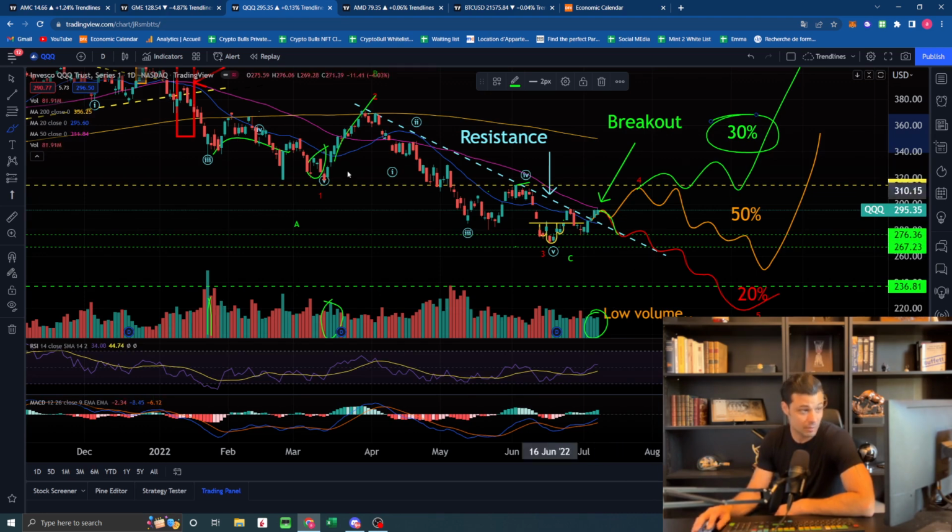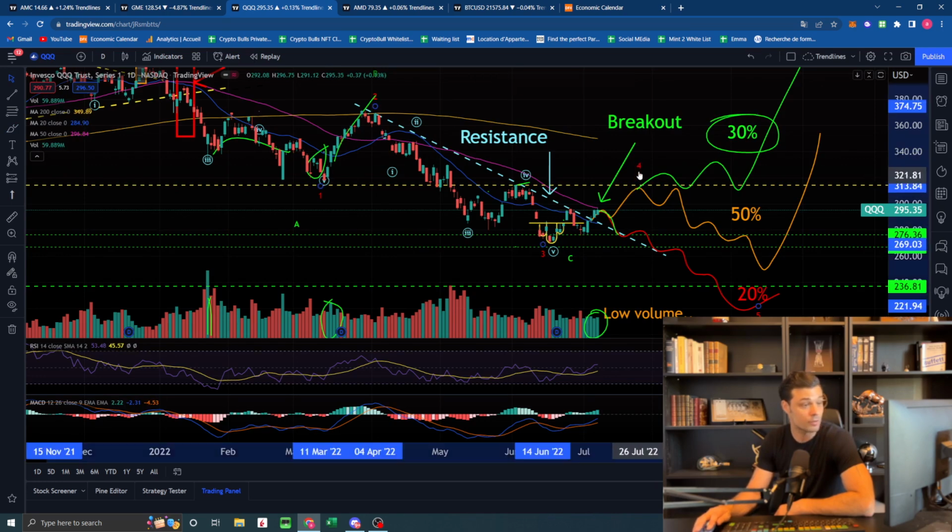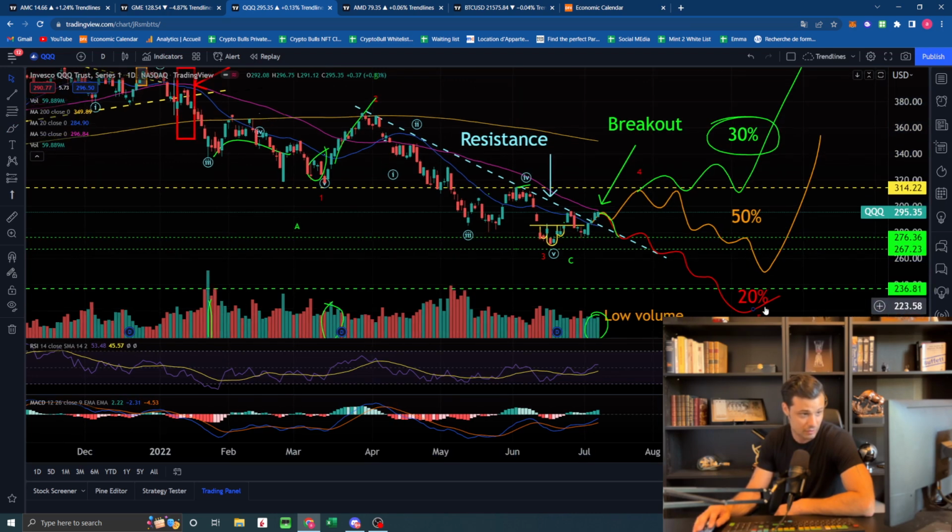And it's not impossible. Look, my scenario is here, 1, 2, 3, 4, 5, remember? So fourth wave and then bam, fifth. So it's not going to go here, it's going to go here. It's pretty much the same.